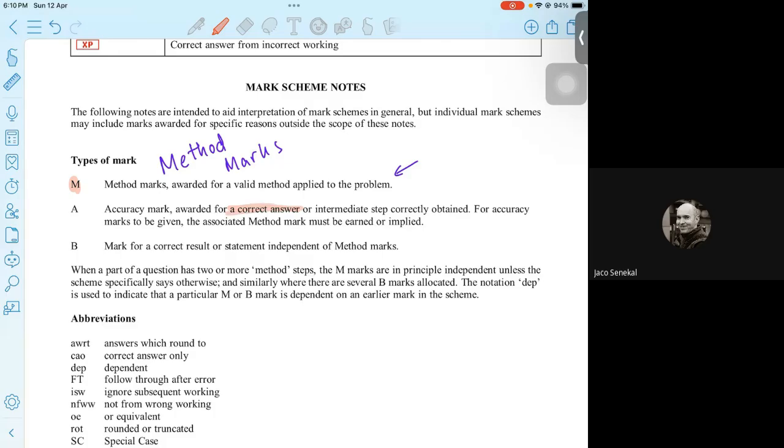When you write the formula and you plug the x values and the y values into the formula, whatever calculation you do and whatever final answer you get, for that you get 1 mark. There are times when you don't get the accuracy mark, but you get the method mark. And there are times when you don't get the accuracy mark because your method was wrong. Even if you write the answer, the question is not going to give you the mark because your method was wrong. So you have to earn the M mark, the method mark, first in order to get the accuracy mark. Make sense?